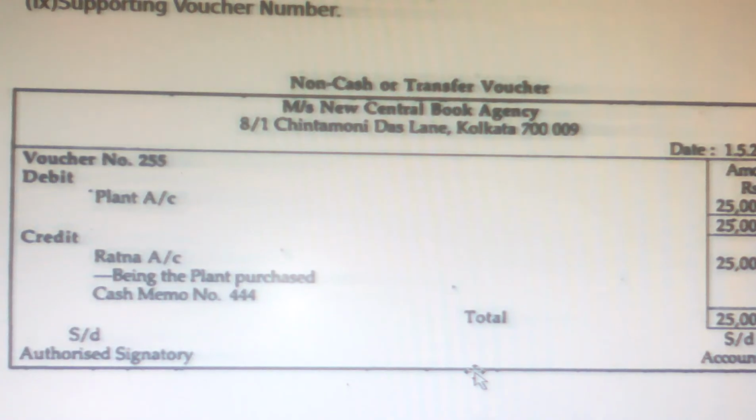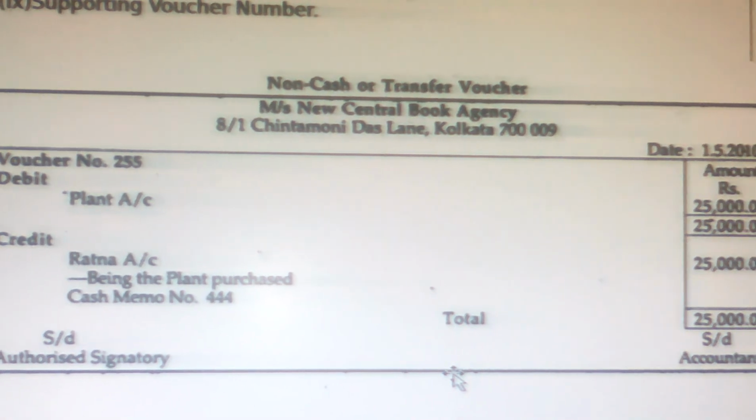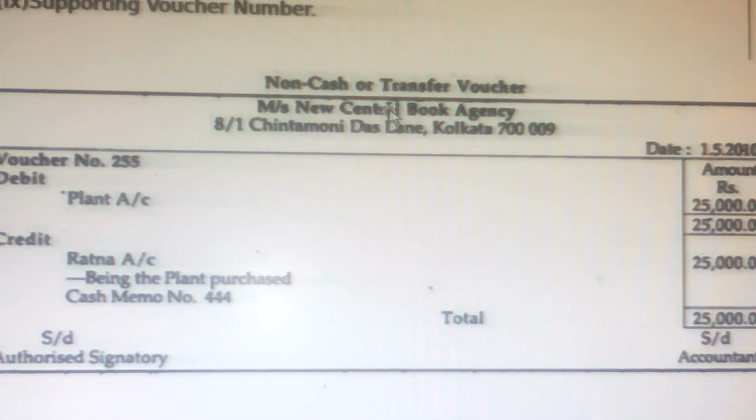See here the format of the non-cash voucher. See, the non-cash or transfer voucher: the name of the company, so debited plant account, then we credited say Ratna account. Naturally, we got some plant. So we got the plant on a credit basis. Correct. From whom? Ratna. Plant account debit, then Ratna credit. Later on you will understand why it is debit and credit. Here this is just your idea.